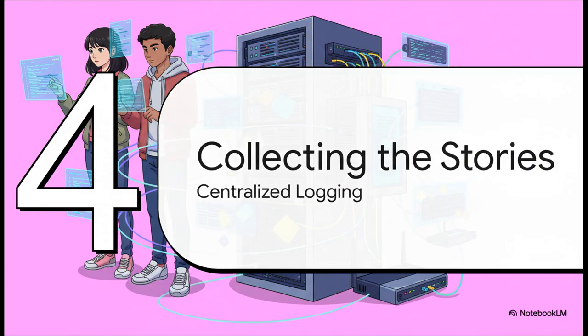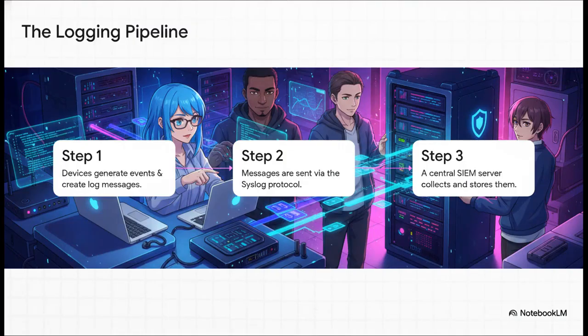So, we can read a single message now. That's awesome. But the real power, the real magic happens when you stop listening to just one device and you start listening to all of them at once. So let's zoom out and see how we collect all these millions of individual stories into one single, coherent book. And the process is actually pretty straightforward. First, all your devices, your routers, your switches, they generate these event messages. Then, they use the Syslog protocol to send them out over the network. And finally, they all arrive at a central collector, which is usually a tool called a SIEM. That stands for Security Information and Event Manager. This central server is basically the grand library where all the network stories get stored.